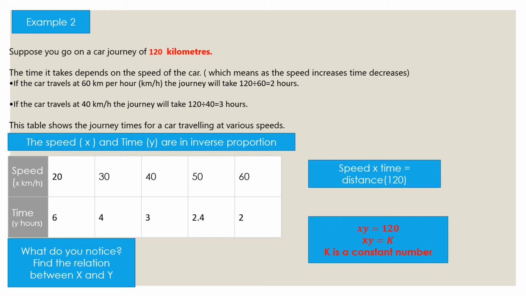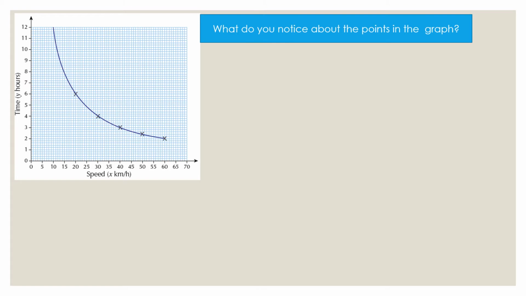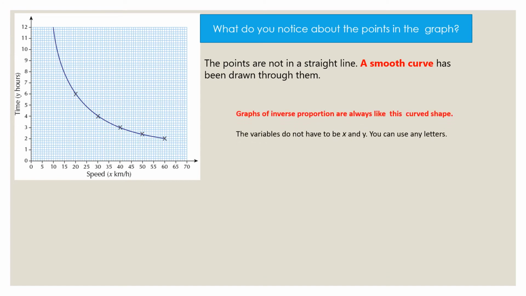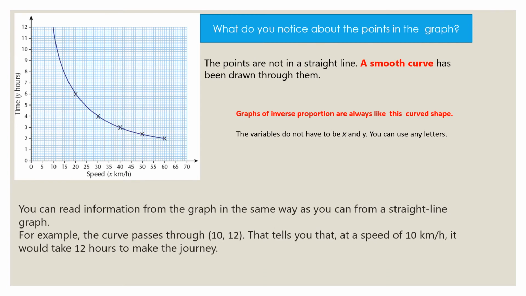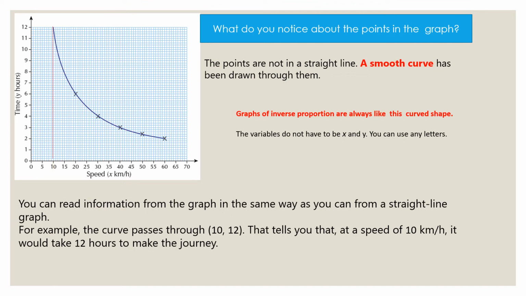Now, let's plot these points on a graph. We got this graph after plotting the points. What do you notice about the points in this graph? They don't form a straight line, and there is a smooth curve between them. So, graphs of inverse proportion are always this curved shape. Let's try to read it here. Tell me what's the time taken if the speed is 10 kilometers per hour. Here is 10. Now let's read the time. It's 12 hours, so it will take 12 hours.